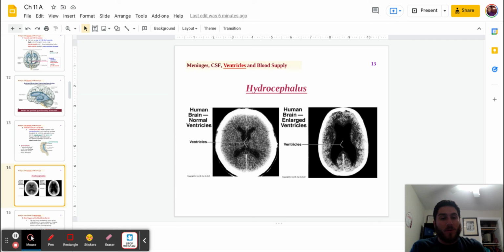So now the brain is going to start to expand kind of like a water balloon, and the brain itself is going to start to press up against the skull, as well as have pressure from the inside because of the ventricles filling. Just an example of a disorder that could happen.